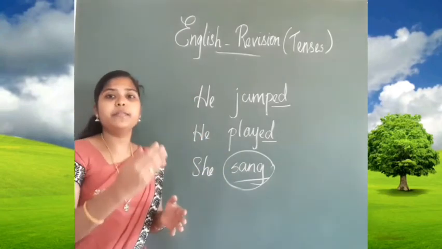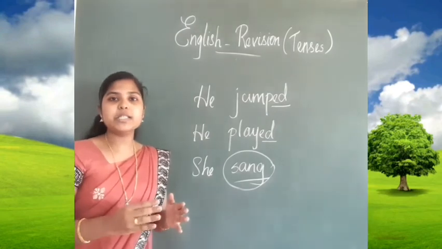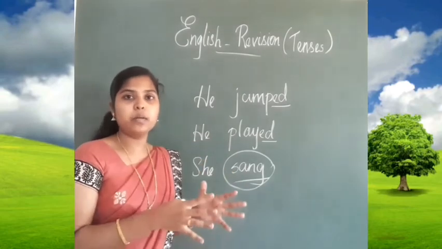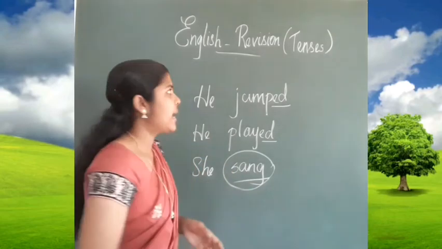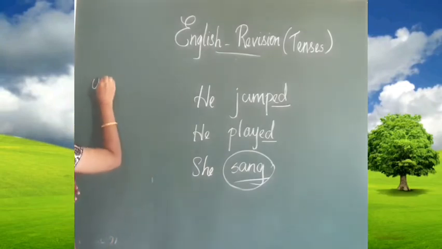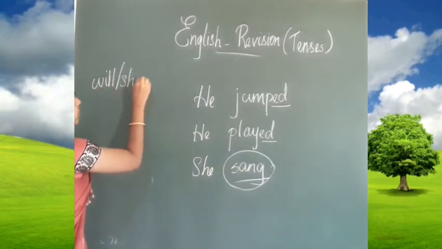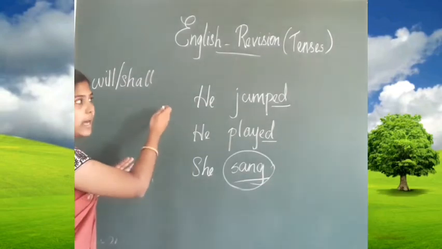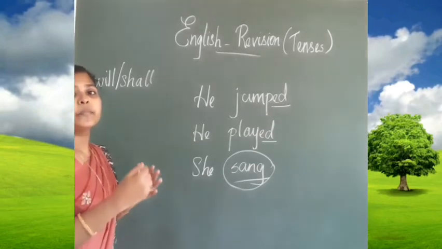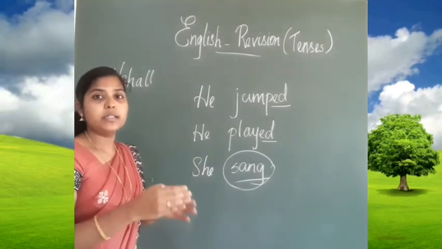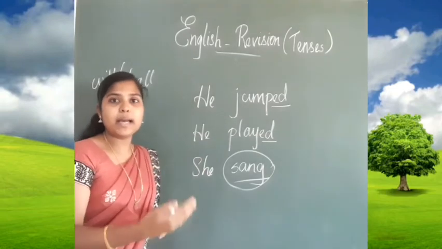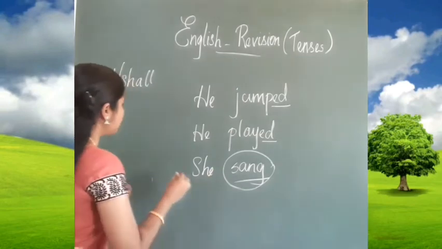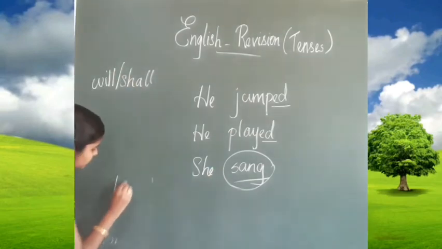And what about simple future? Any action that will happen in future, in course of time, not now, it will happen. So for that we should use will or shall along with the verb. We can use will or else we can use shall. So for future, the activity which will happen not now, not in the past, but it will happen in the future. That is simple future tense.